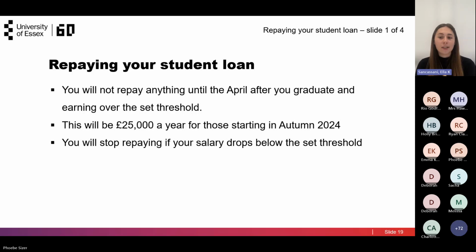So whether they might decide to do a career change, a career break, go travelling, whatever it might be, if their salary drops below this point at any time during their working career, they will not be repaying it back until it's over that amount again.